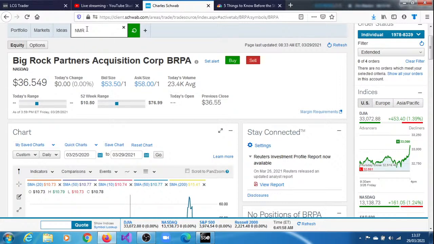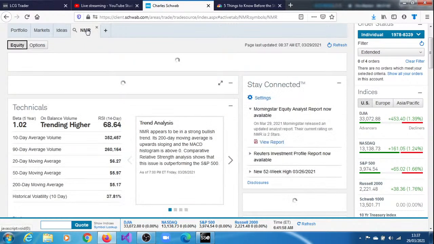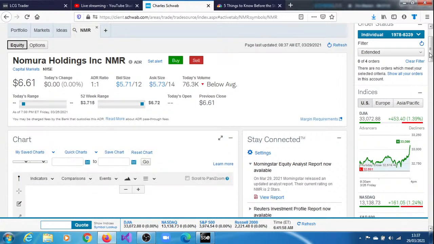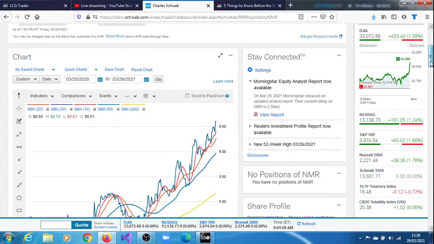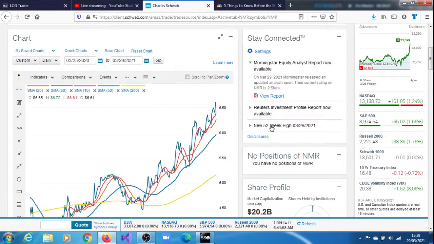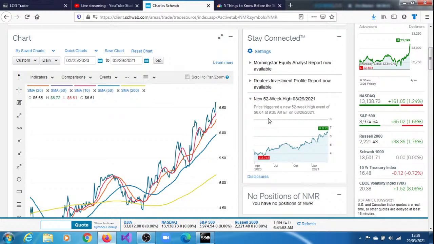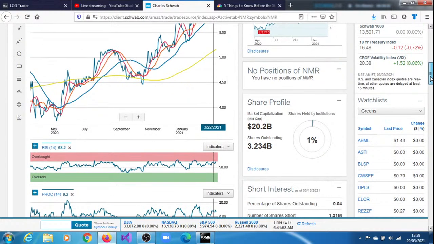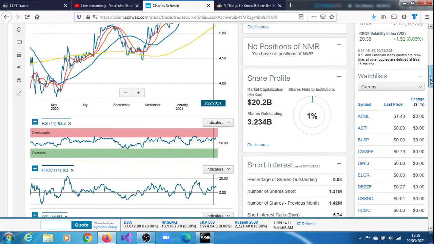Nomura. Okay, only 76,300 shares have crossed the tape so far. You can see as at the 26th, which is the last trading session, it says a new 52-week high. Okay, it reached an all-time high. And then came the news, and it has since retraced a bit, corrected now, more than corrected. So 20 billion is the market cap, 30.234 billion shares outstanding.